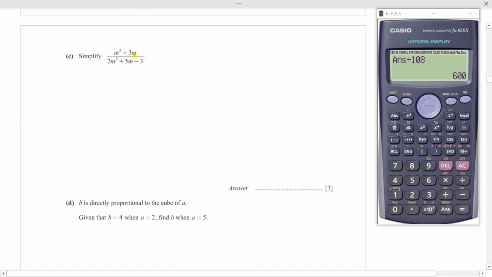The next part is simplify this. So in the numerator, I can take m common, so m into m plus 3. And in the denominator, I have this quadratic equation which I can factorize.